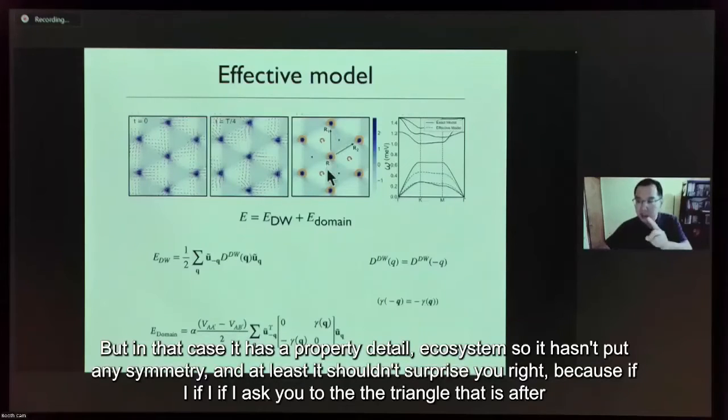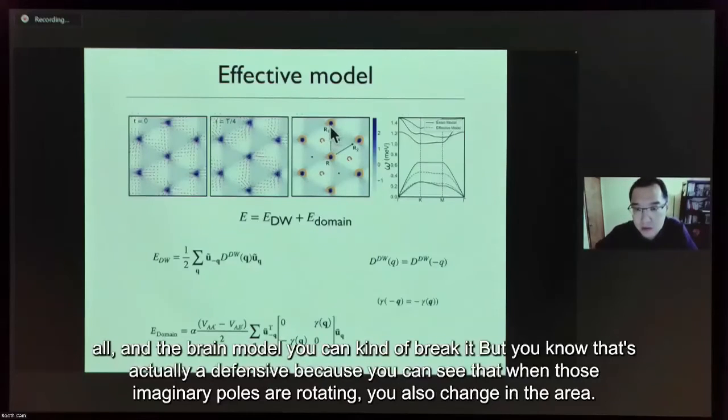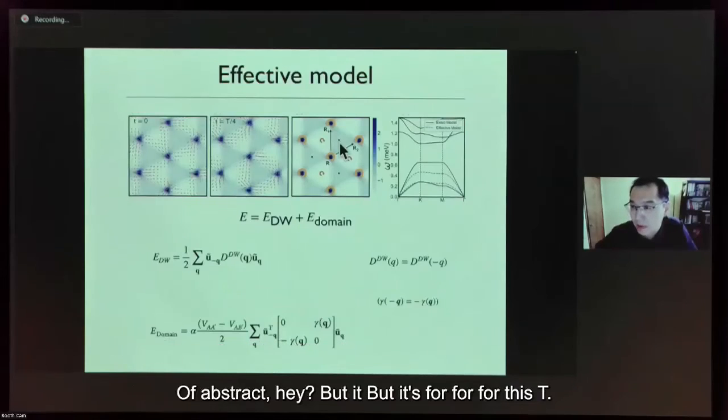But there's another extra energy contribution, because you can see that when those imaginary balls are rotating, you're also changing the area of the AB and BA stacks. For this TMD or BN, the AB and BA now have different energy. Therefore, you have to take into account that energy difference.